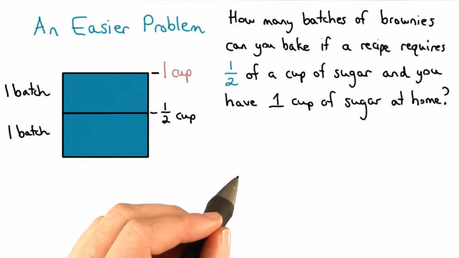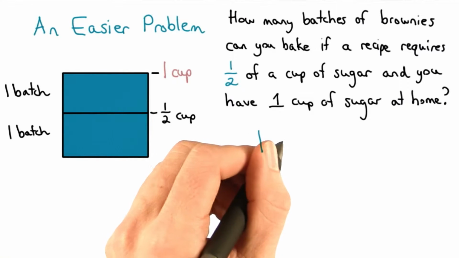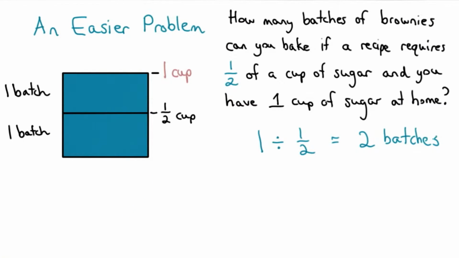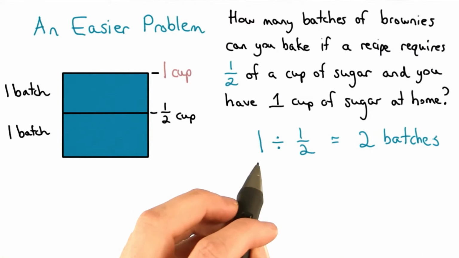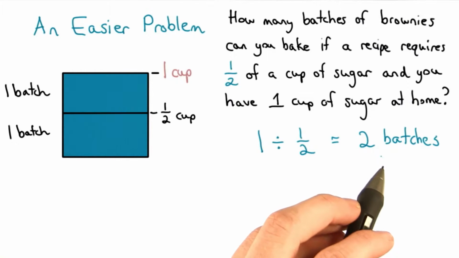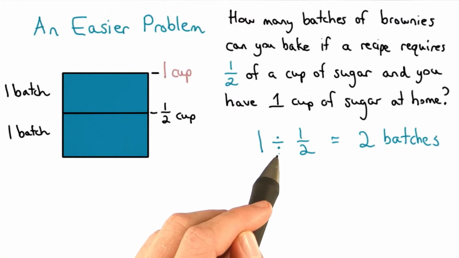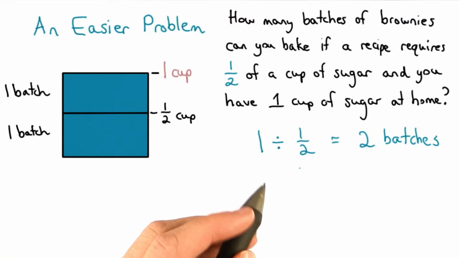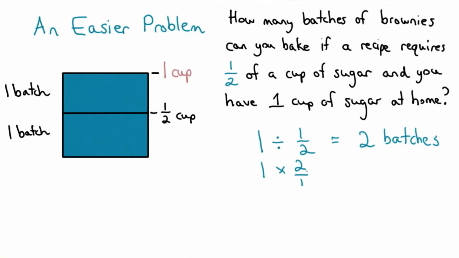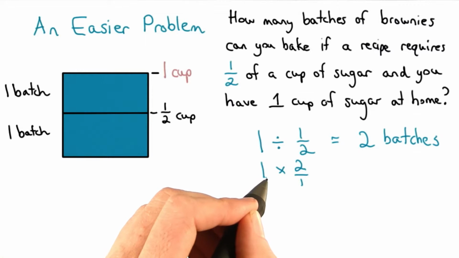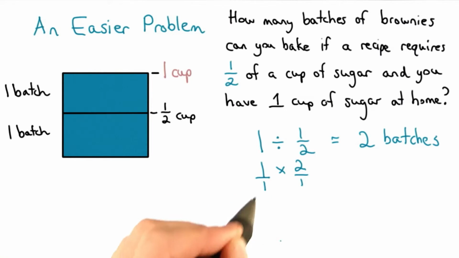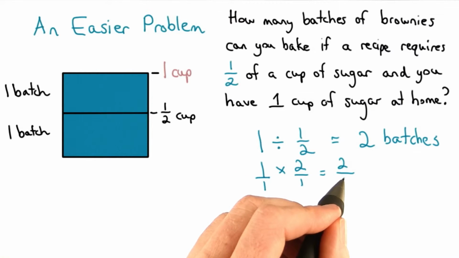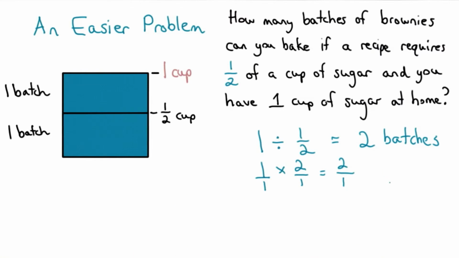Let's pair this with some math. I had 1 cup of sugar, and I wondered how many times did 1/2 go into it? I knew I was able to make 2 batches of brownies, so 1 divided by 1/2 must be 2. Remember, when we divide by a number, we can actually multiply by the reciprocal. We've learned that from before. So I could change this to look like 1 times 2 over 1. Well, remember, I could just put any number over 1, and then multiply fractions like before. 1 times 2 is 2, and 1 times 1 is 1. 2 over 1 is just 2.